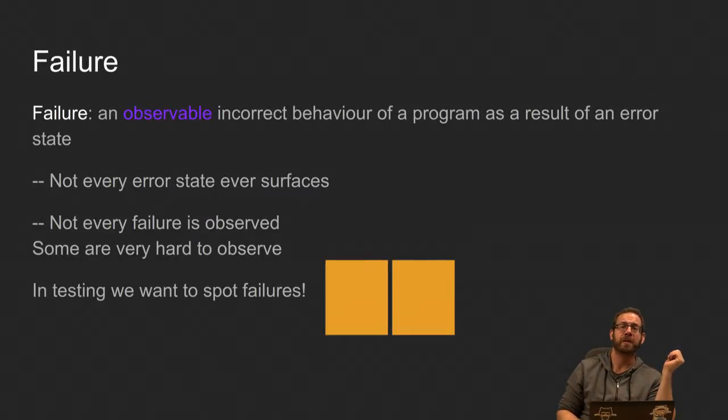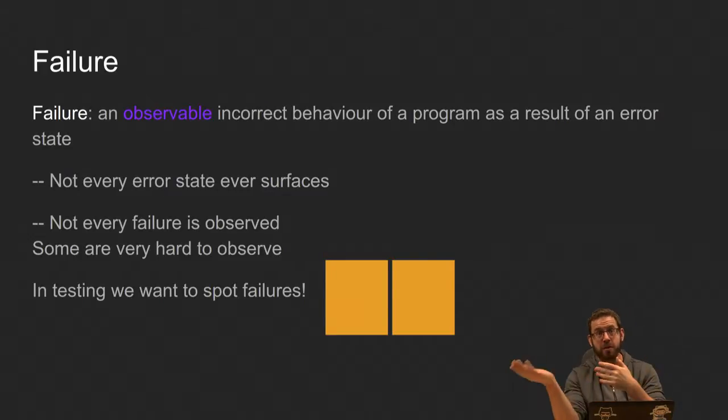But in order for us to actually know if we have a bug in the program, we also need to reach something that I call a failure. So failure is when we are able to observe the error state. So a failure is an observable incorrect behavior of a program. It results from an error state.